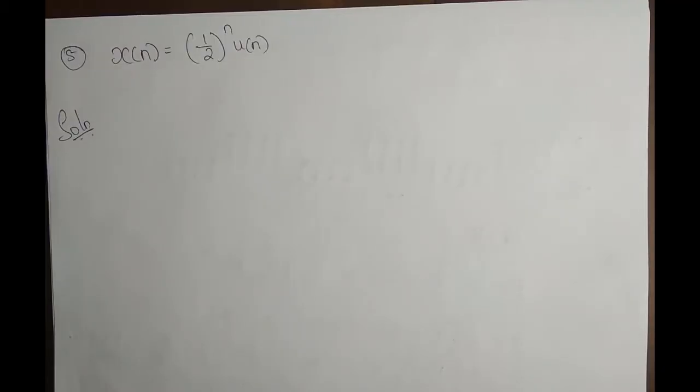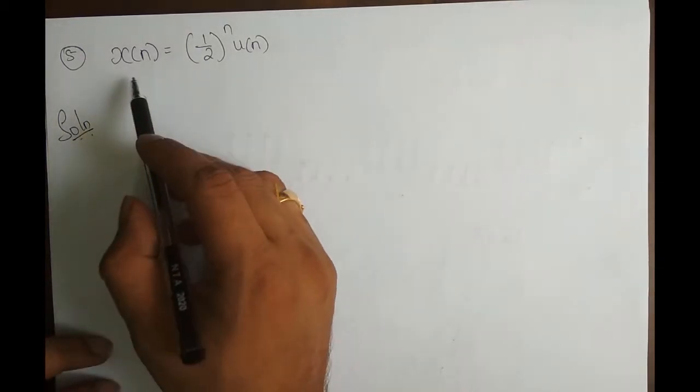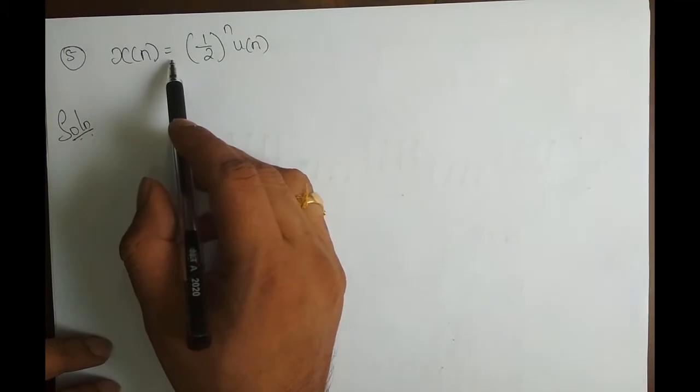Hello everyone, welcome back. In this lecture we shall continue to take up problems on energy and power signals. In the previous video we have solved 4 problems, so we will continue with problem number 5. The next problem is x of n, a discrete time signal, which is equal to (1/2)^n u of n.